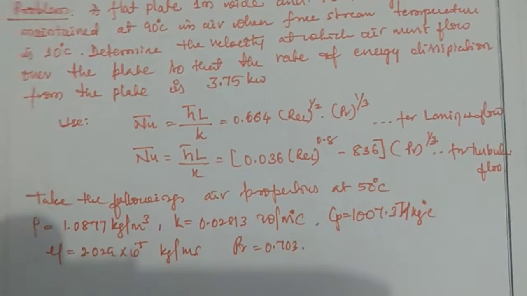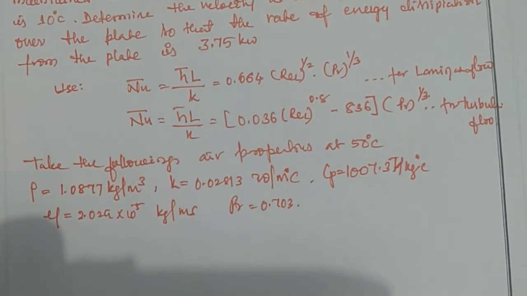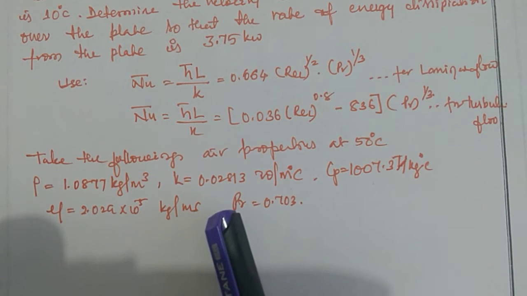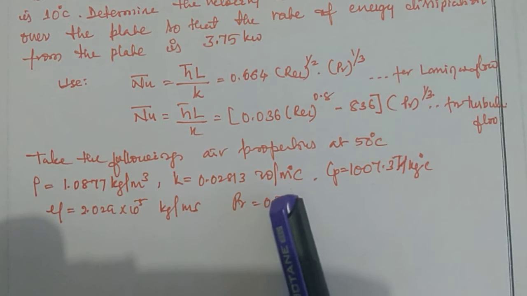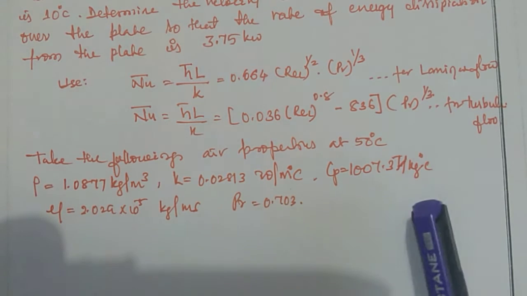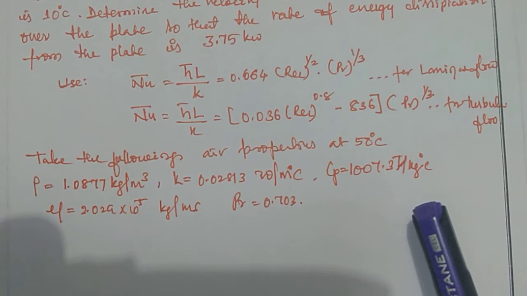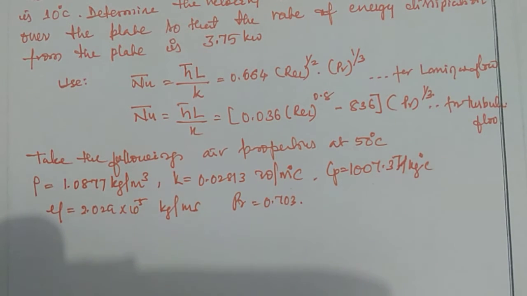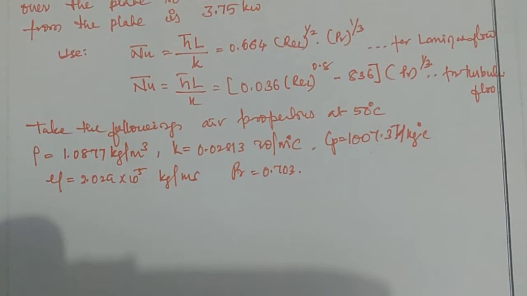Take the following properties of the air at 50 degrees centigrade: density is equal to 1.0877 kg per meter cube, thermal conductivity 0.02813 watt per meter degree centigrade, specific heat 1007.3 joules per kg degree centigrade, dynamic viscosity is 2.029 into 10 power of minus 5 kg per meter second, and Prandtl number is 0.703.